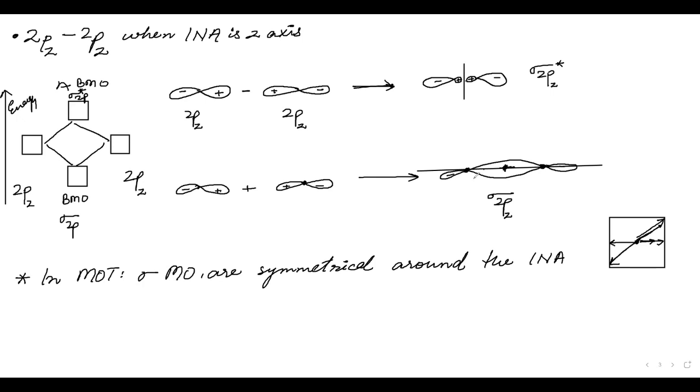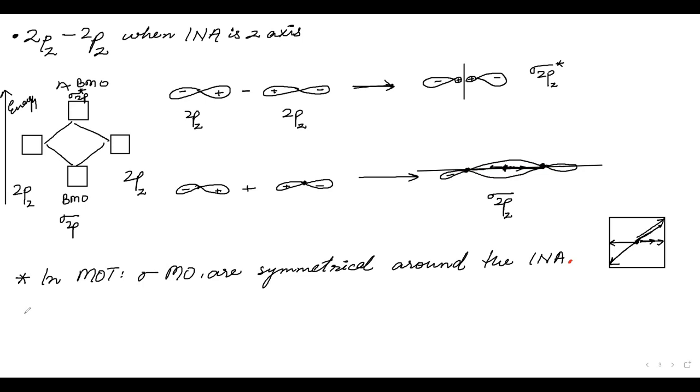Now, if I say this is our sigma bonding molecular orbital, if I am going this way, I'm finding positive phase. This way, positive phase. As soon as I reach here, I find a nucleus. As soon as I reach here, I again find a nucleus. Now, if I go further ahead, from here to here, I will find a negative phase. I will move the same amount in the opposite direction, we will get again a negative phase. Hence, we can say that this is symmetric. So in MOT, sigma molecular orbitals are symmetrical around the internuclear axis.